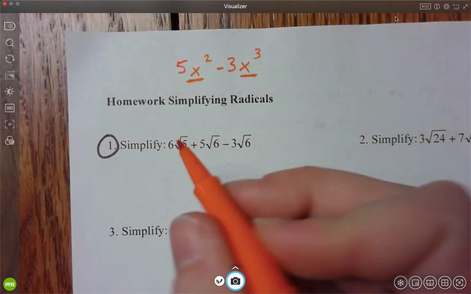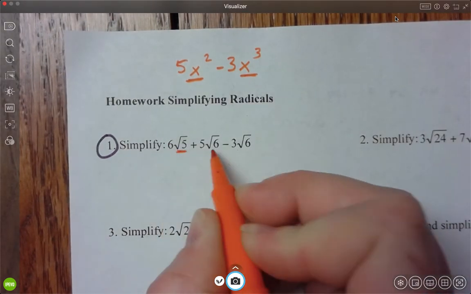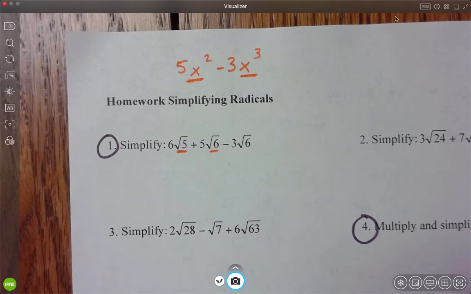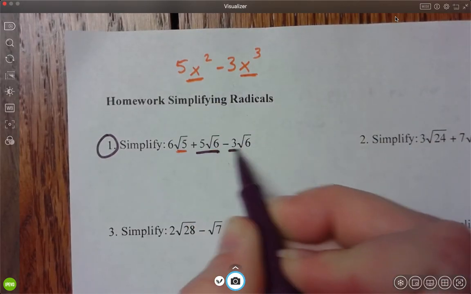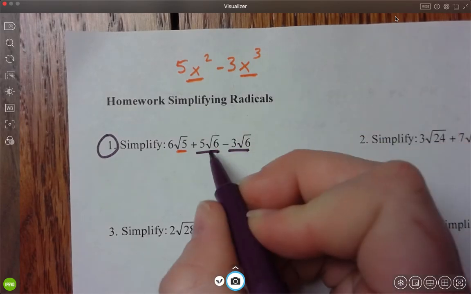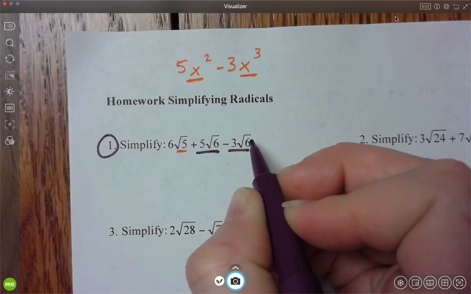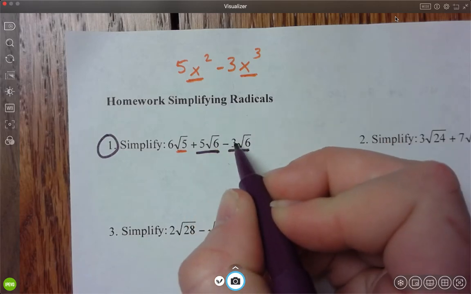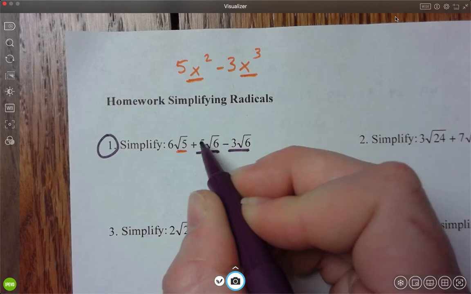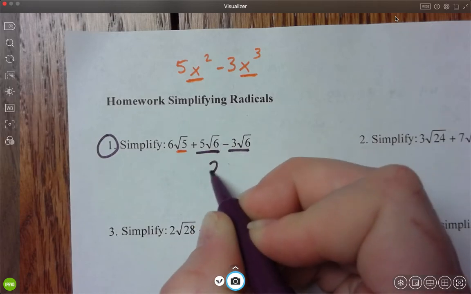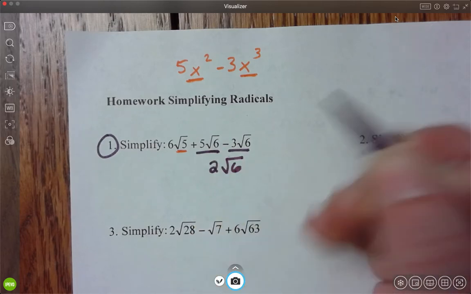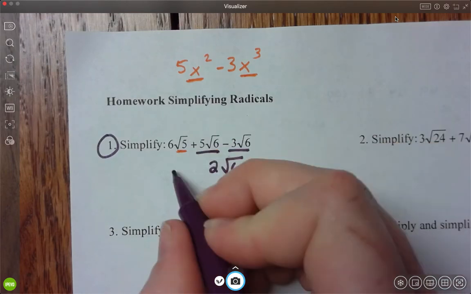In the same way, I can't put square roots of 5s with square roots of 6s. So what I can do is that this is a square root of 6 and this is a square root of 6. So I have 5 square roots of 6 minus 3 square roots of 6. I can put those together. That's kind of like saying 5x minus 3x, so that will be 2x, or 2 square roots of 6. And then on the front of that, I'll just leave 6 square roots of 5.